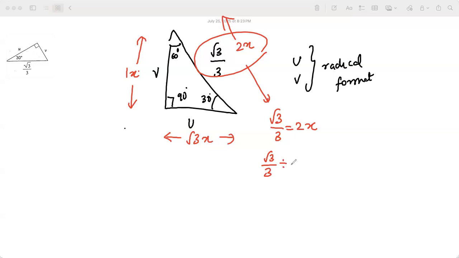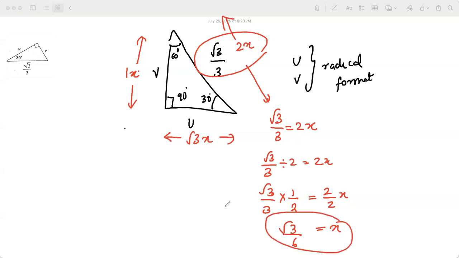When you divide by 2 on both sides, it's a fraction division, right? You have to convert it to multiplication. The base has to be strong. That will be equal to 2 divided by 2x, which is x. X will be equal to root 3 by 6. Dhruv, good job on that.